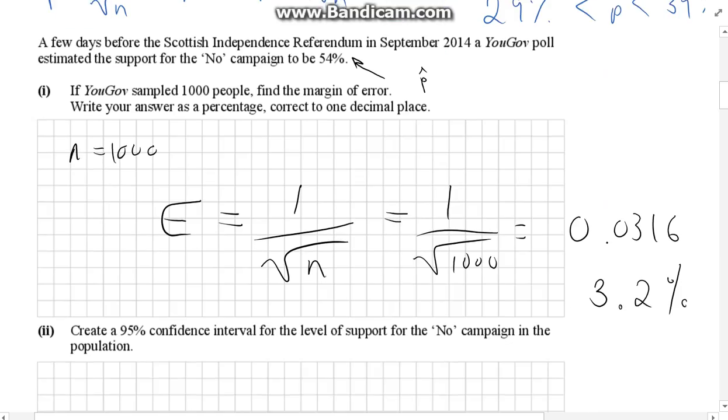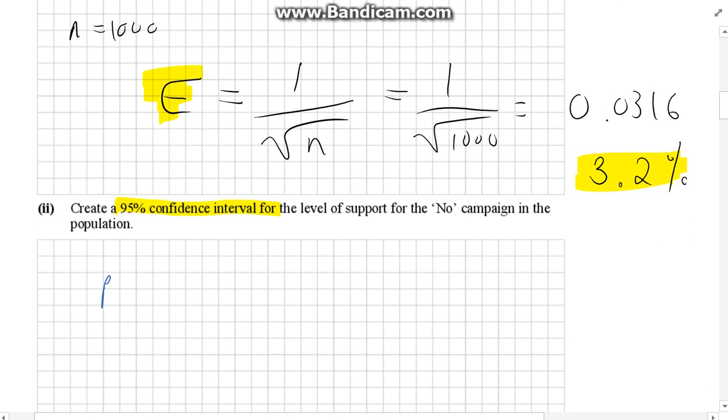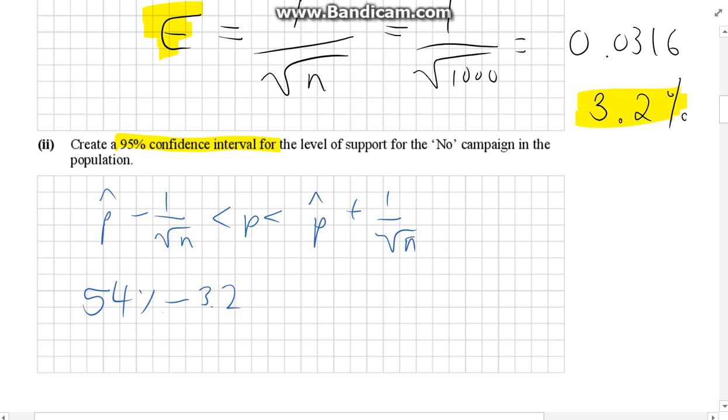So if we look at the second part of this, create a 95% interval for the level of no support. This is how they'll ask it. So we know that the sample proportion was 54%. We calculated that the margin of error was 3.2%. So now they want us to construct a confidence interval. So we know our formula is p hat minus our margin of error is less than or equal to p is less than or equal to p hat plus our margin of error. So we'd have 54%, I think it was, yeah, minus 3.2%, less than p, less than 54%.